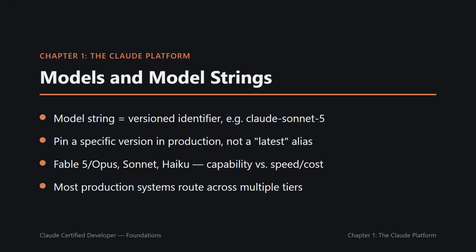Know the tier trade-off: Fable 5 and Opus for maximum reasoning capability, Sonnet for balanced everyday production workloads, Haiku for high volume, low latency, simple tasks. Most production systems use more than one tier, routing by task difficulty. And model strings change over time, so always check current documentation for the exact live string.